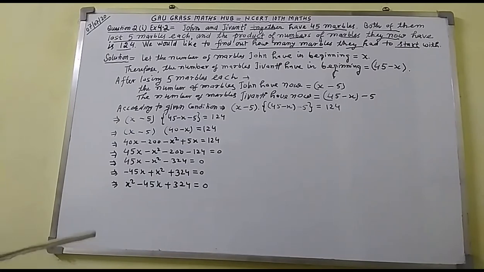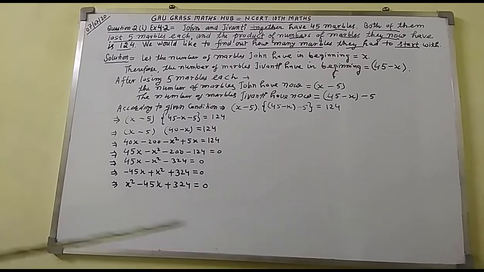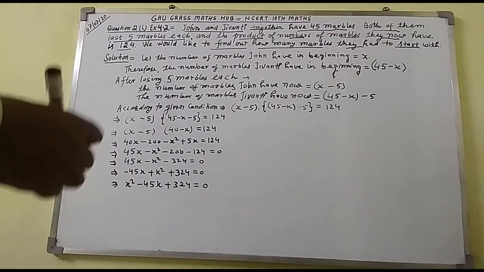Here you can see this is a quadratic equation: x square minus 45x plus 324 equal to 0. This is a quadratic equation in the form of ax square plus bx plus c equal to 0. Now you have solved the question up to 50%. Now come to next. What to do further?